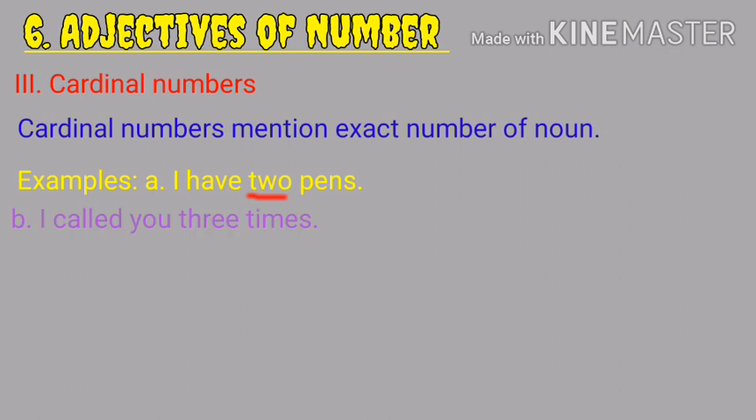Let us take one more example. I called you 3 times. Here the word 3 is cardinal number because it refers exact number of noun, that is time.